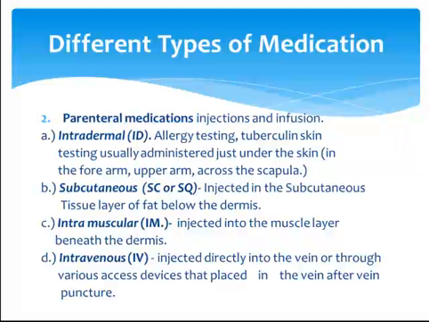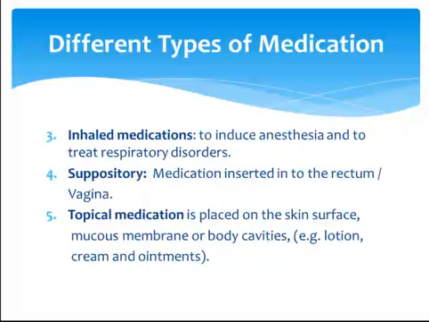scapula. Subcutaneous medication is injected in the subcutaneous tissue layer of fat below the dermis. Intramuscular is injected into the muscle layer beneath the dermis, and intravenous medication is injected directly into the vein or through various access devices that are placed in the vein after vein puncture.